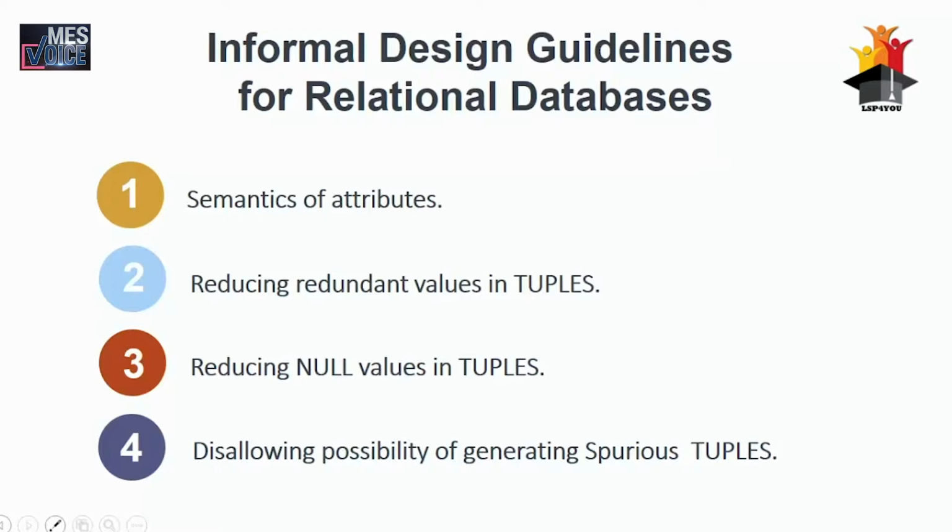As you know, there are 4 informal guidelines which may be used as measures to determine the quality of relation schema design. Those are: first, semantics of attributes. We should make sure that the semantics of the attributes is clear in the schema. Second, reducing redundant values in tuples. Third, reducing null values in tuples. And fourth, disallowing the possibility of generating spurious tuples. Let us discuss each point in detail.